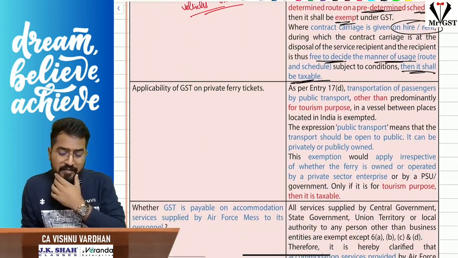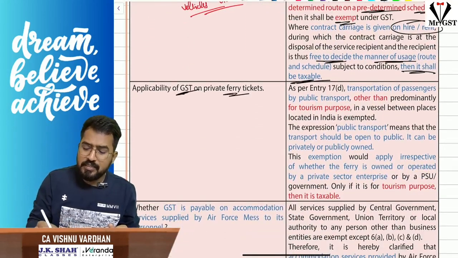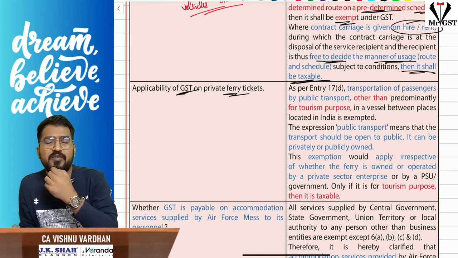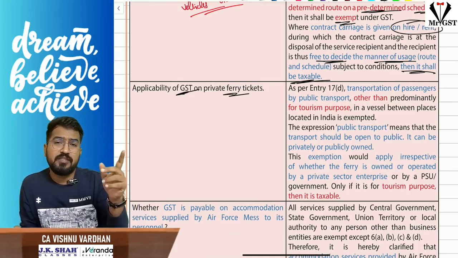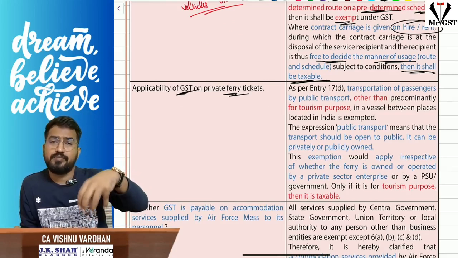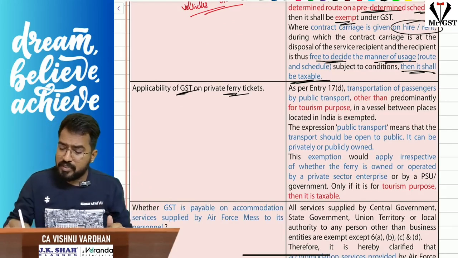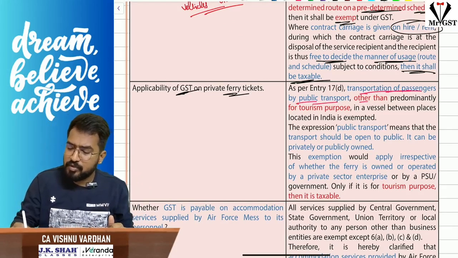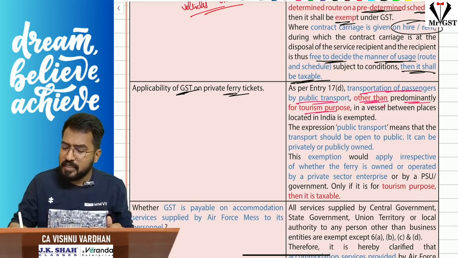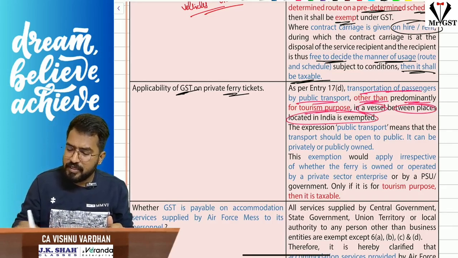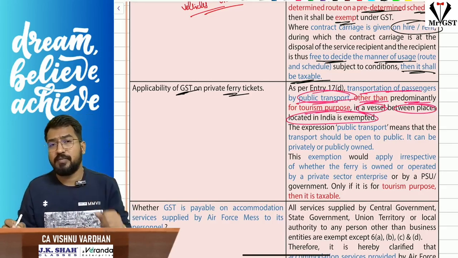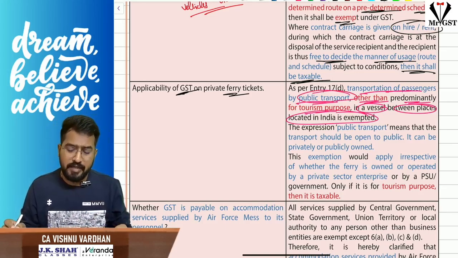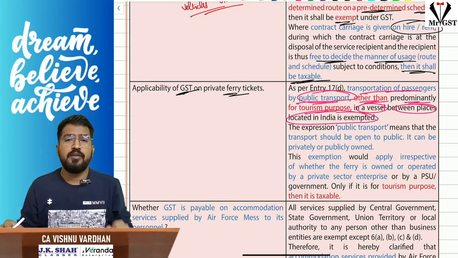Next, private ferry tickets, the GST on that. Sir, private ferries, whether they are liable for GST or not, the doubt is because you said transportation of passengers by public transport other than predominantly for tourism purpose in a vessel between places located in India is exempt, correct? Here the doubt is, sir, you said public transport, no sir. That means even if private ferry operators are transporting passengers between places located in India, is it taxable or exempt?